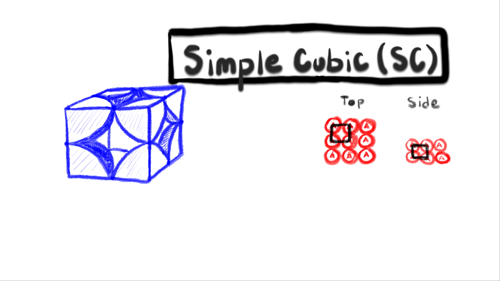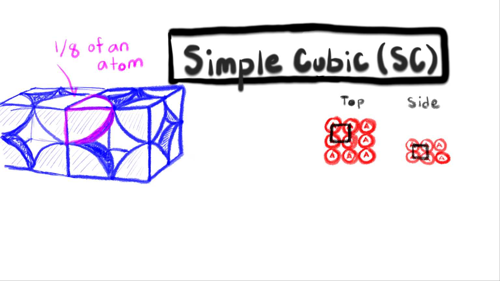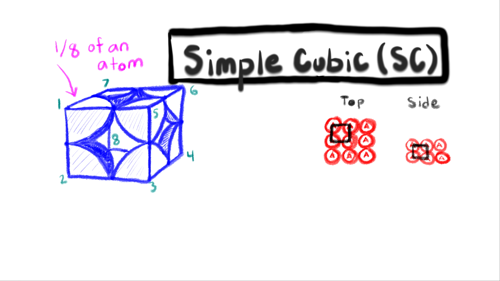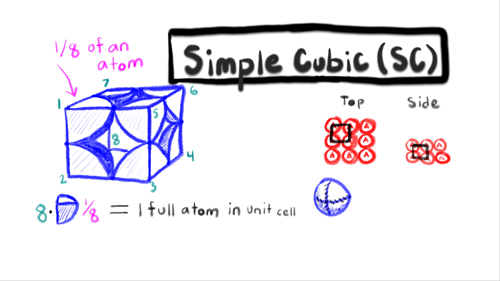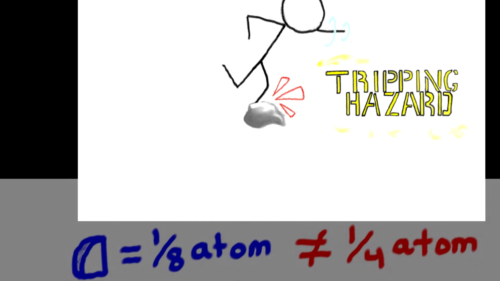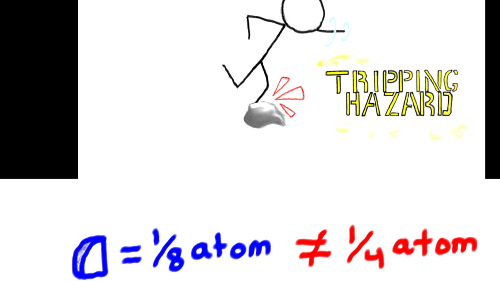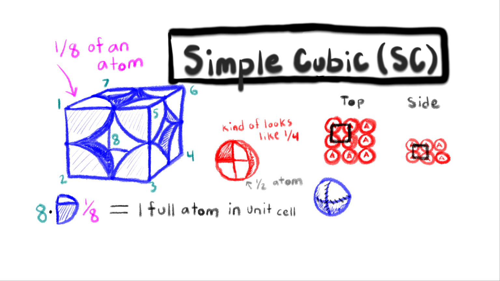The unit cell cuts through the center of each atom as shown. 1/8 of an atom occupies each corner of the cube. The remaining 7/8 of each atom are contained in the neighboring unit cells. With 8 corners in a cube and 1/8 of an atom in each corner, a simple cubic unit cell has 1 full atom within it. A note of caution. It's easy to mistake 1/8 and 1/4 atom segments, probably because 4 1/8 segments make a full circle, but only half a sphere.